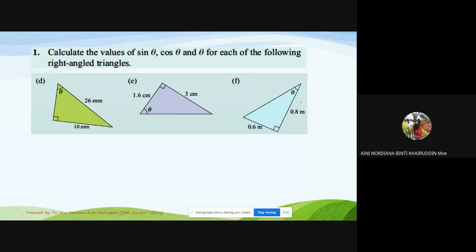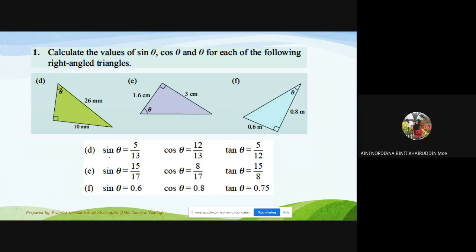Okay, now D, E and F. Same as just now. SOH, CAH, TOA. So you just have to identify the hypotenuse, the theta, so this is the opposite, and this is the adjacent. So first you need to calculate the length of the adjacent side. Then substitute into the formula. Then simplify your answer. So this is the answer for D, E, and F.